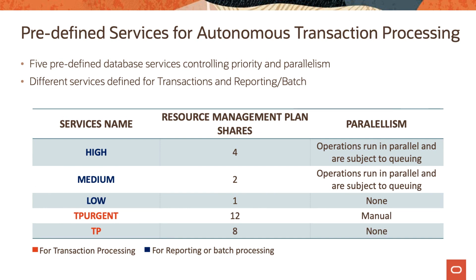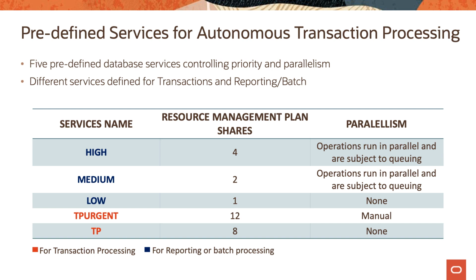Let's now look at the predefined services for autonomous transaction processing connectivity. There are 5 predefined database services controlling priority and parallelism. There are different services defined for transactions and reporting. As you saw in the previous slide, we have the same kind of services, namely high, medium, and low, with the similar characteristics as the autonomous data warehouse.